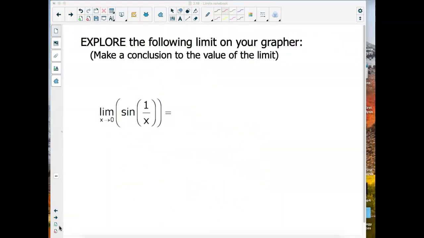Okay, the last one here, we're going to explore this limit using your grapher. This is a tough one. You really have to wrap your mind around this one. It's a pretty important one. So not to beat it to death, but I'm going to grab my grapher.